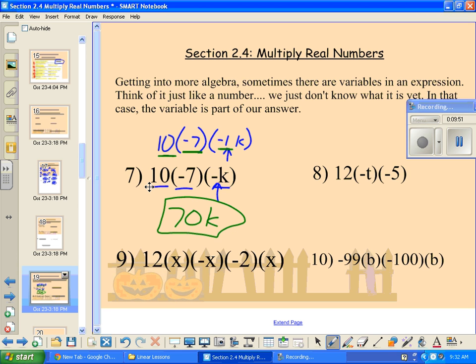Same thing on number 8 here. If I want to rewrite this, it may help to say 12 times negative 1t times negative 5, just to remind myself that there is a number in front of that variable. 12 times negative 1 times negative 5 gives me positive 60, so positive 60t.